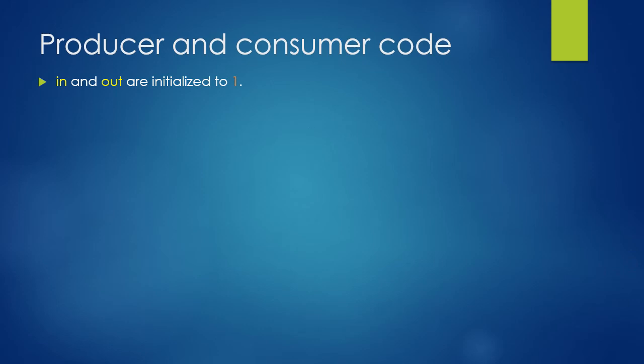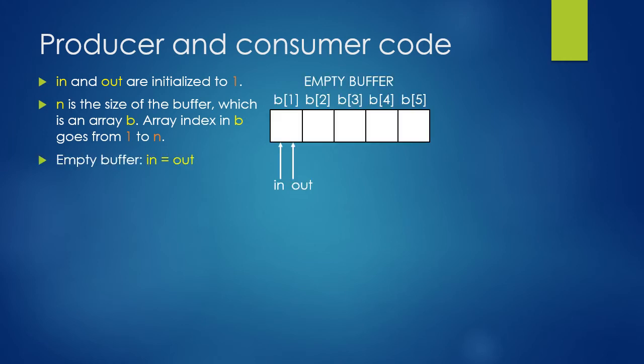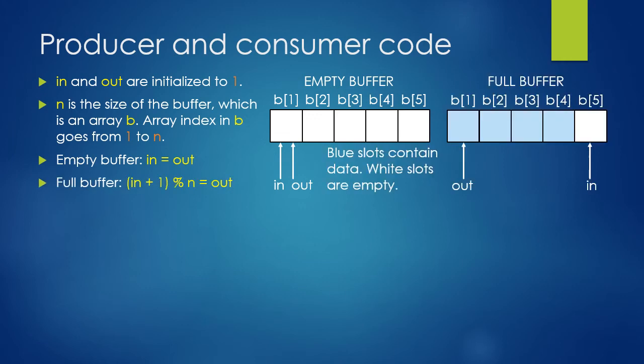Let us look at the relevant producer and consumer code. In and out are initialized to 1. N is the size of the buffer, which is an array B. Array index in B goes from 1 to N. Empty buffer is indicated by the condition in equals out. Full buffer is indicated by the condition (in plus 1) mod N equals out.